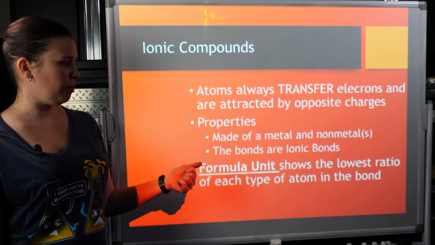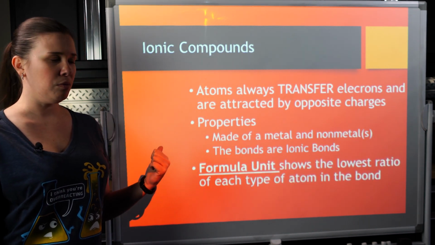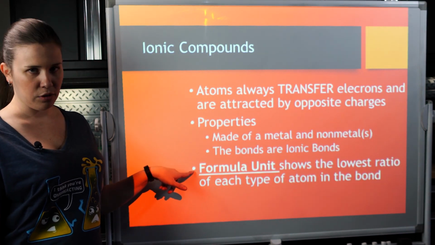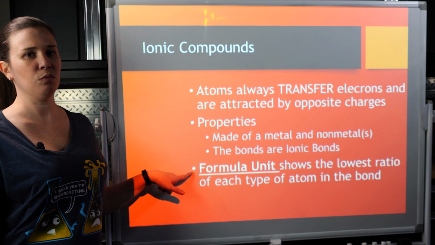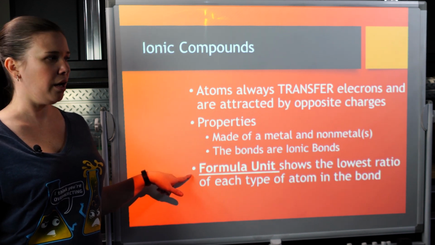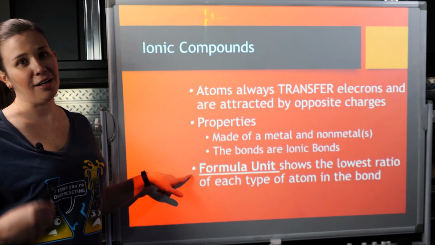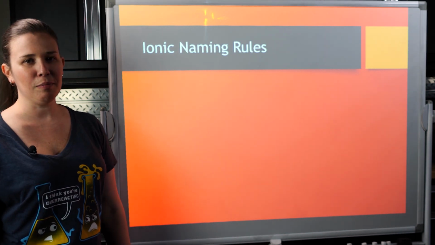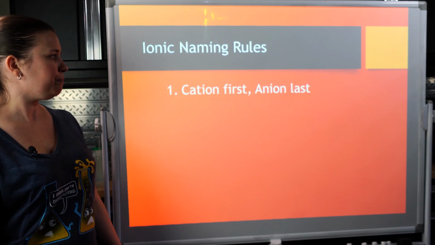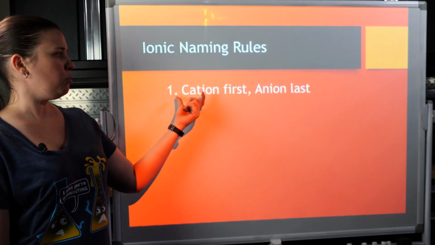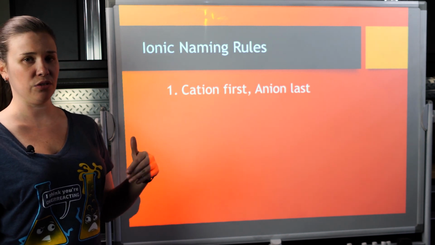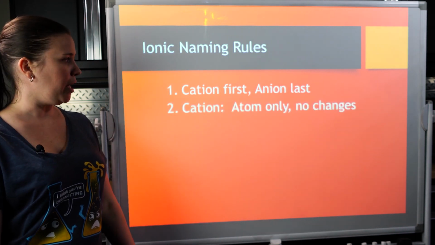So if you can tell that you have an ionic bond, the next thing that we need to do is name the formula unit. So this may be a new vocabulary word here. Formula unit is just a fancy way of saying the formula for an ionic bond. Sorry, getting tongue-tied today. So let's start with some basic naming rules for ionic compounds. When you name a compound, you always start with the cation. Same with the formula. You always write the cation first, and then the anion would come next.